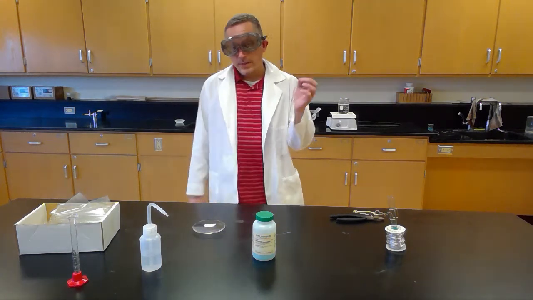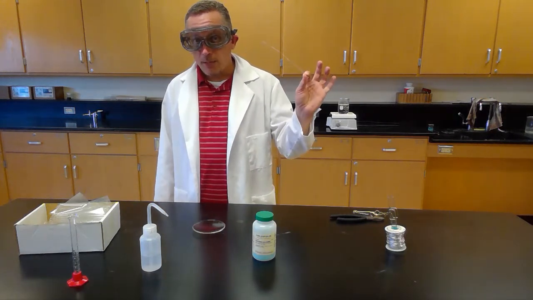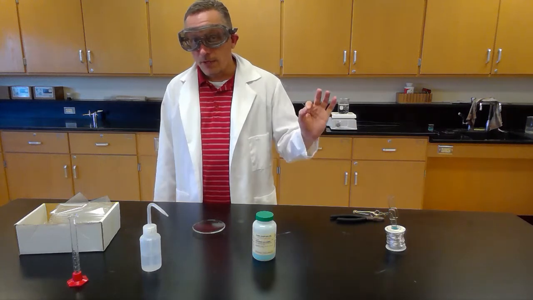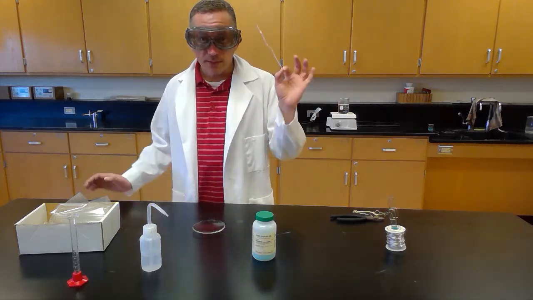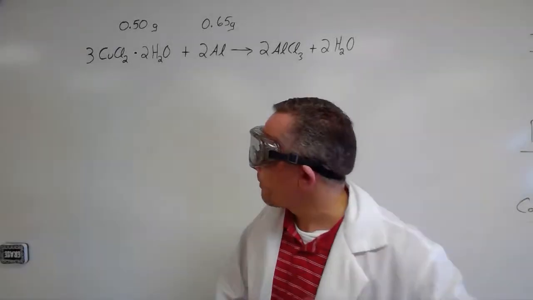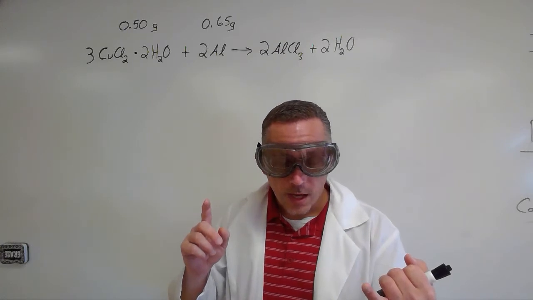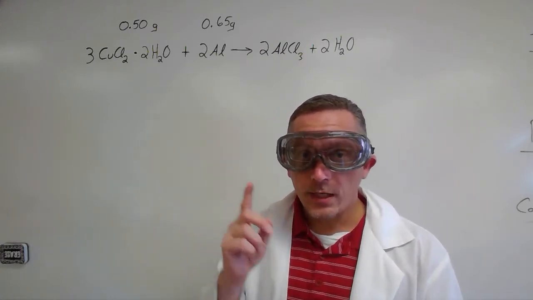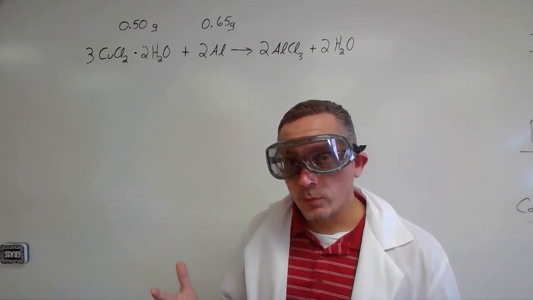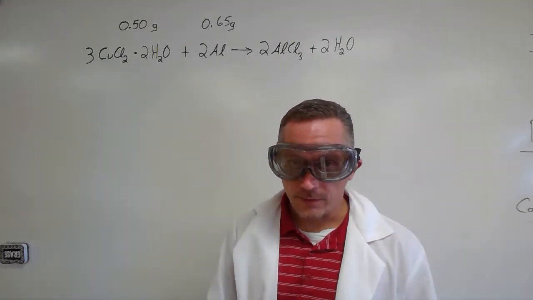My wire weighs 0.65 grams. So I'm going to put that on my assignment sheet right away so I don't forget it. 0.65 grams. Okay, now that we've measured our copper chloride and we've measured how much aluminum we have, we're going to want to figure out which one is the limiting reactant and how much of the excess is left over.